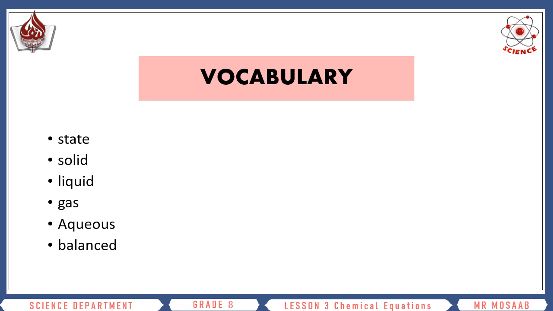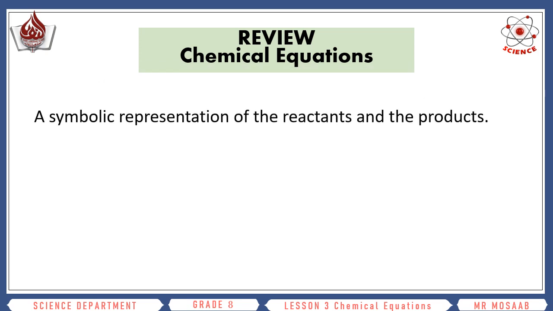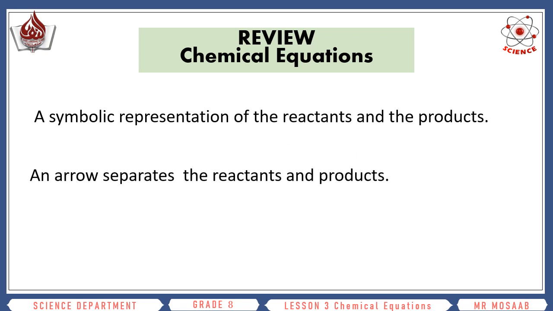The new words, of course: state, solid, liquid, gas, aqueous solution, and balanced. A chemical equation is a symbolic representation of the reactants and the products. An arrow separates the reactants and the products.